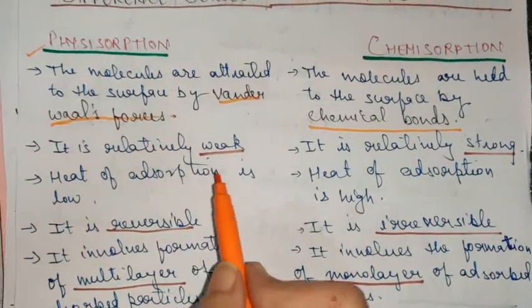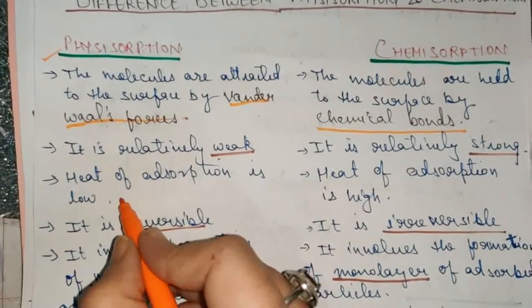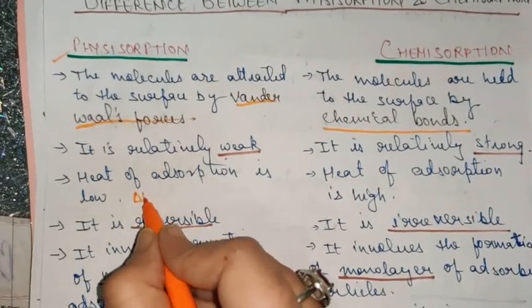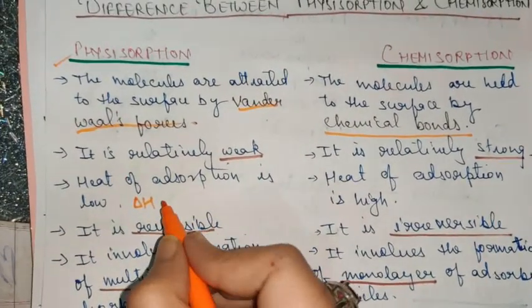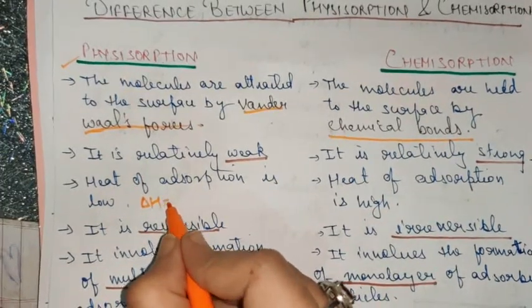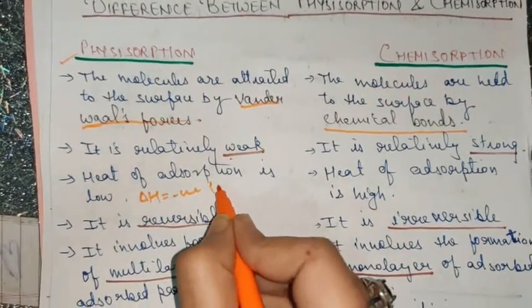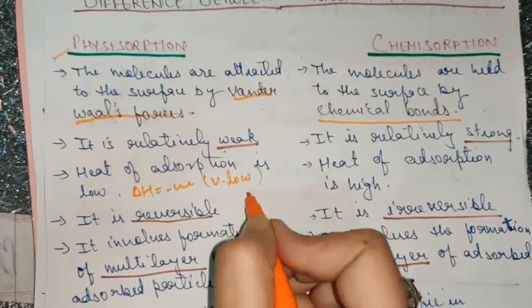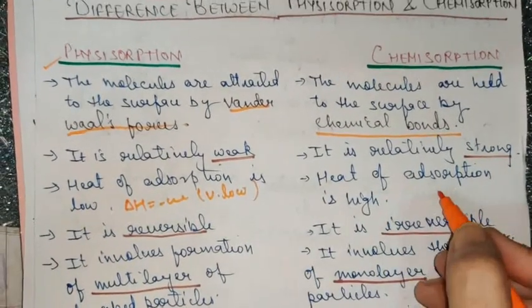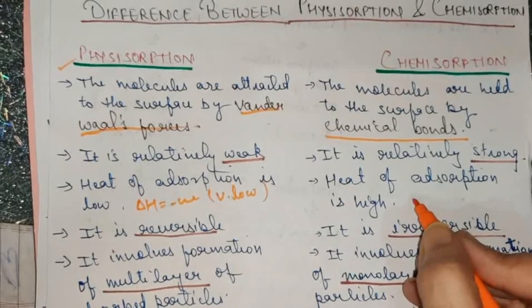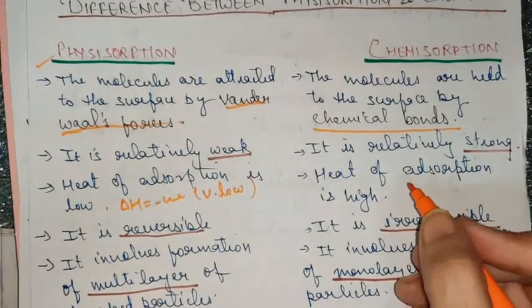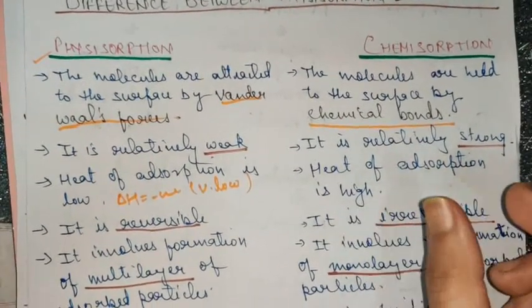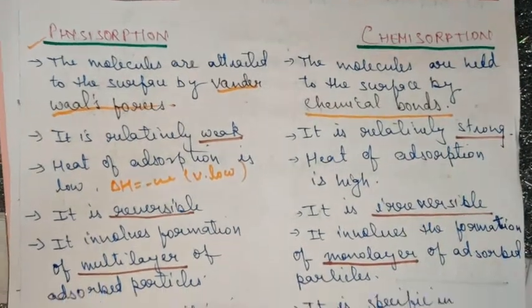In physisorption, heat of adsorption is low. That is, the value of delta H is not very high, and the amount of heat evolved is not very high. Delta H is negative but the value is very low. And in chemisorption, heat of adsorption is high. That is, the range of heat evolved is quite high.